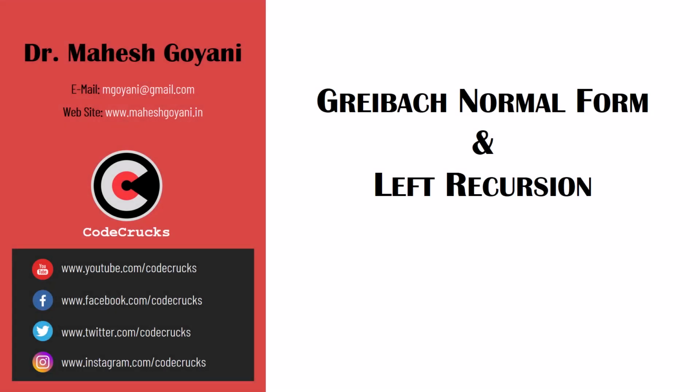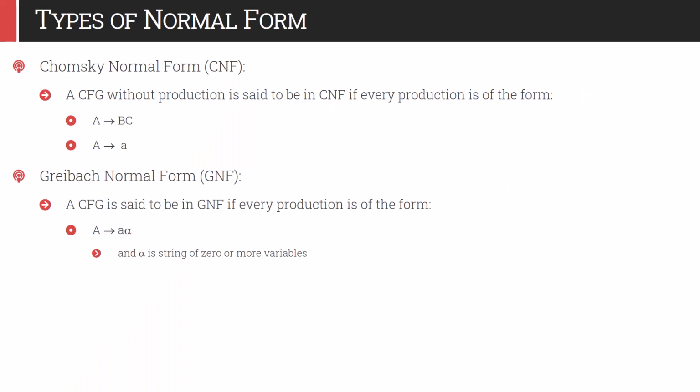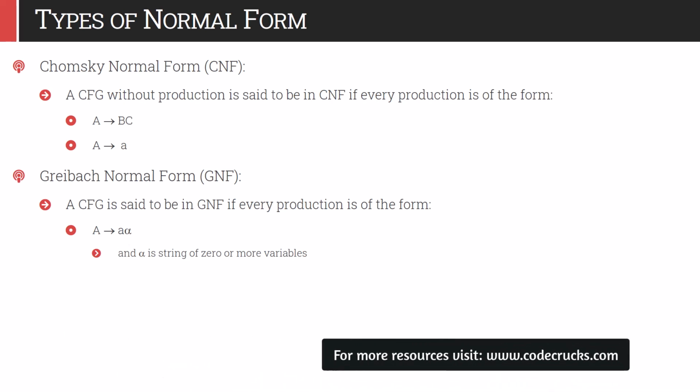Hello and welcome. In this video, we will see another simplification form, that is Greibach normal form. Along with that, we will also discuss how to remove left recursion. In the previous few videos, we have seen how to convert context-free grammar into Chomsky normal form. And we already know that Chomsky normal form has productions of the form A gives BC or A gives a. That means on the right hand side of any production, there should be two non-terminals or one terminal.